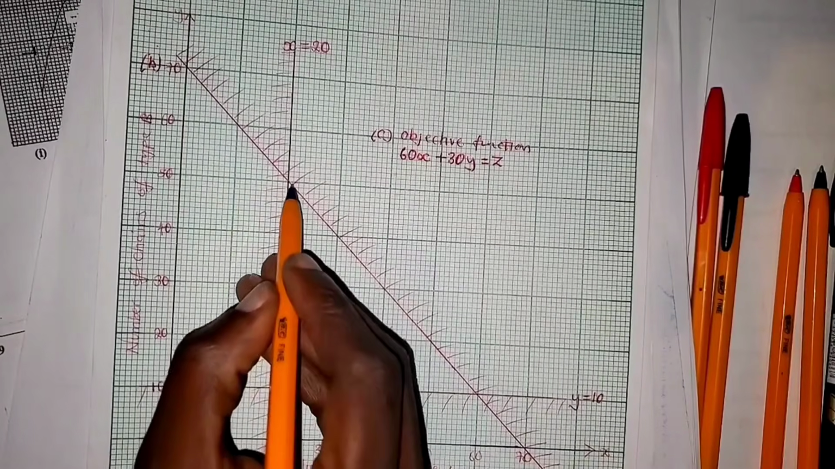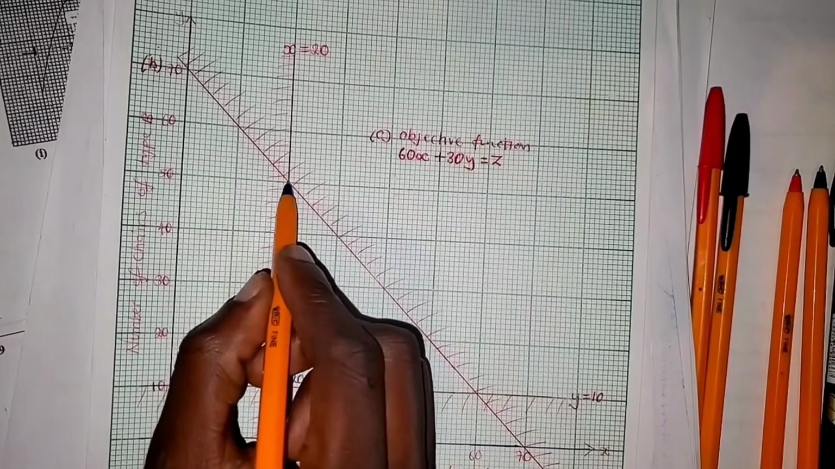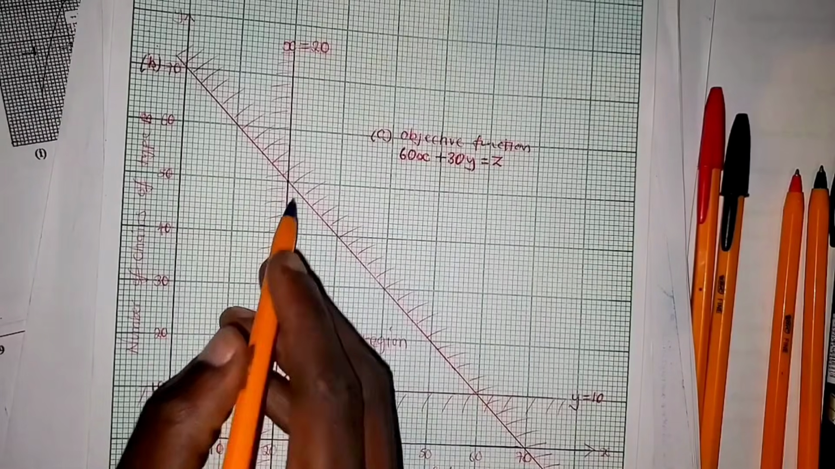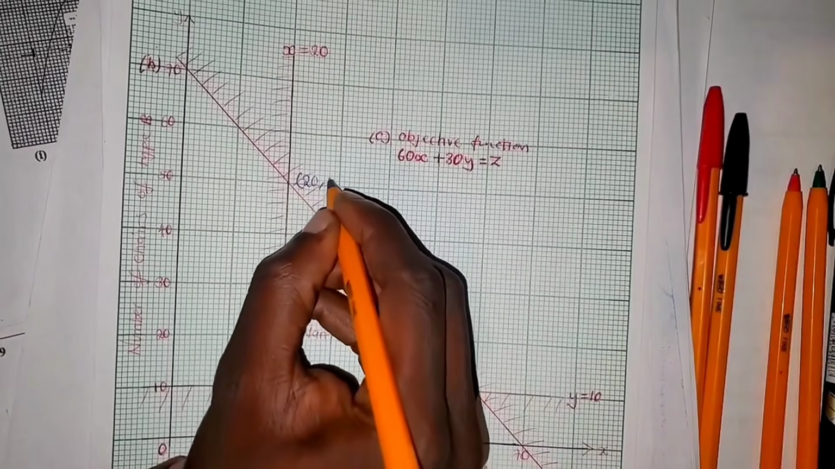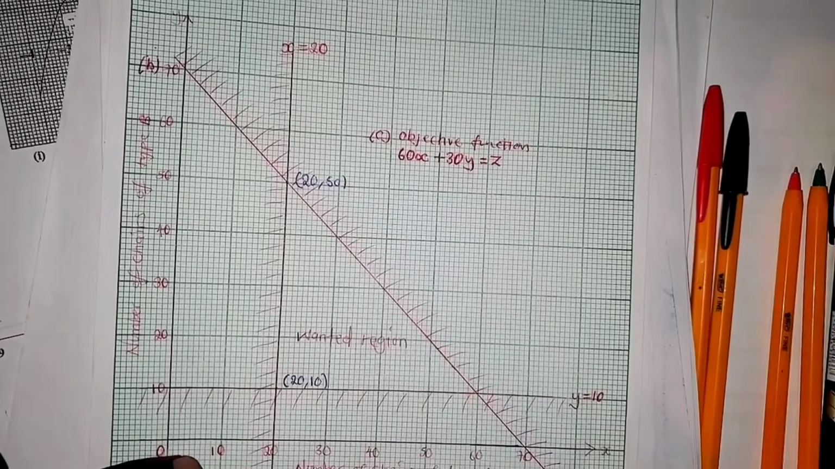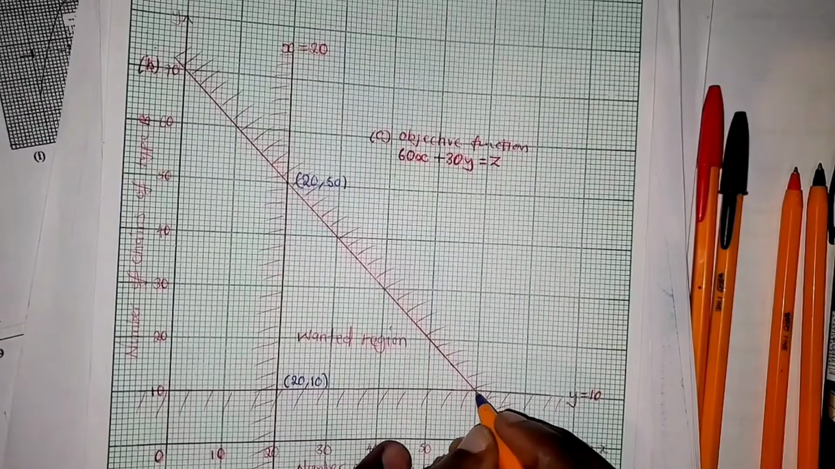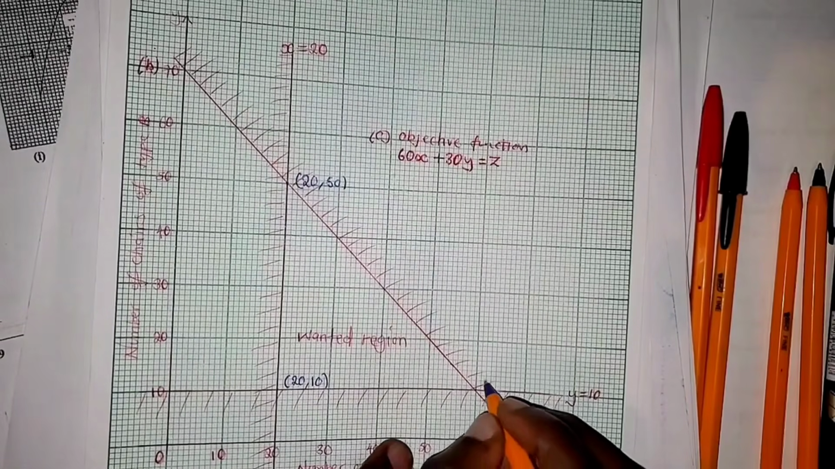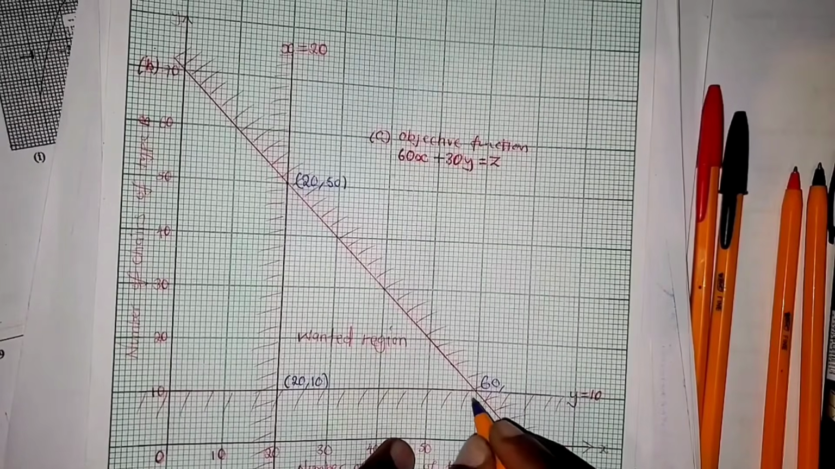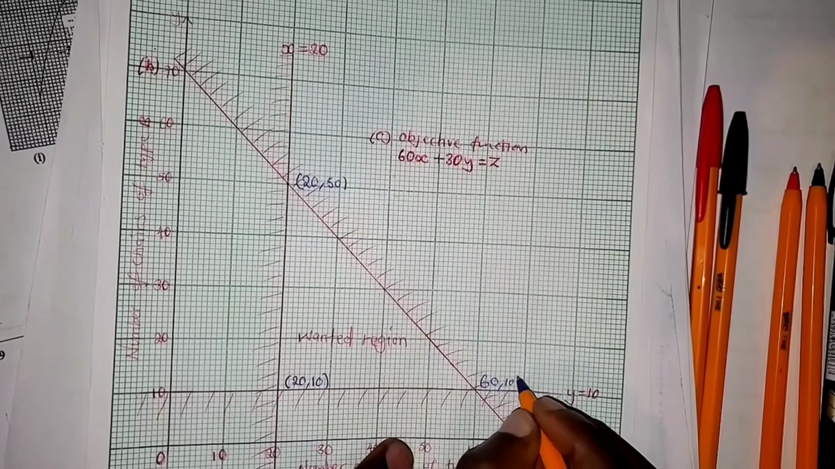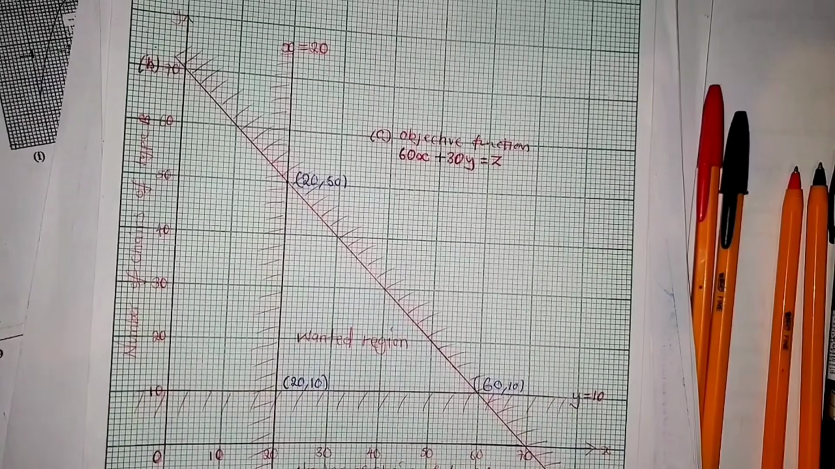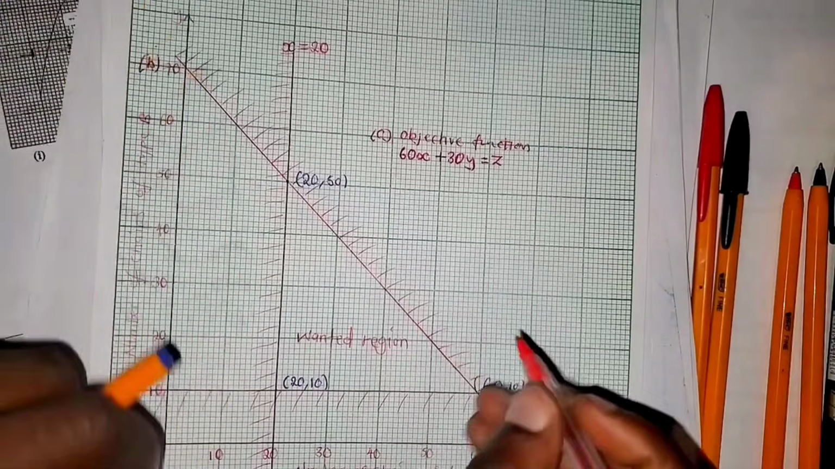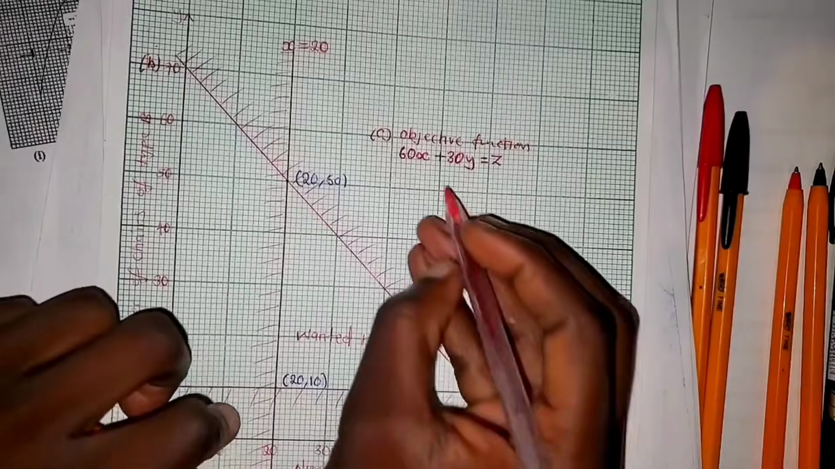Okay. Then the value of X here is 20. The value of Y is 50. So we're going to write 20, 50. Okay. Then finally here the value of X is 60. So 60, 10. So these are the coordinates that we're going to use here.